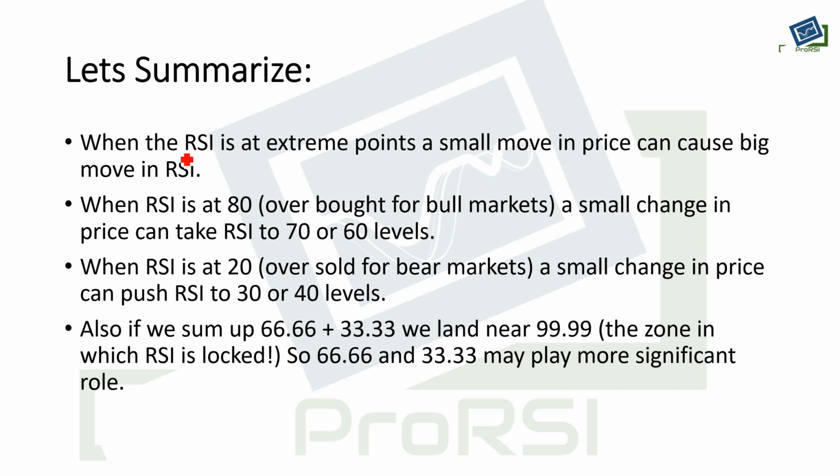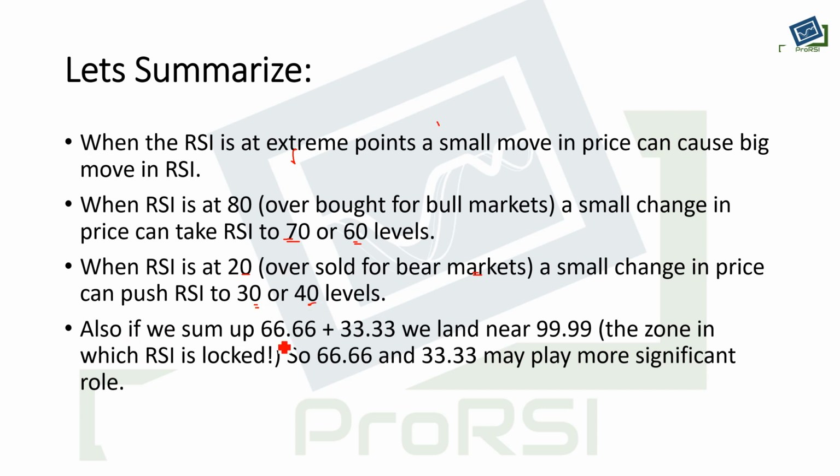So to summarize, when the RSI is at extreme points, a small move in price can make a big move in RSI. Alright. When the RSI is at 80, overbought for bull markets, a small change can take the price to 70 or 60 levels. When the RSI is at 20, that is oversold for bear markets, a small change in the price can push RSI to 30 or 40 levels, where we'll get a reversal.